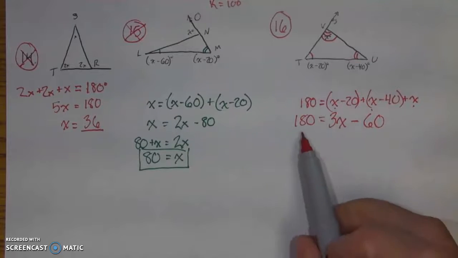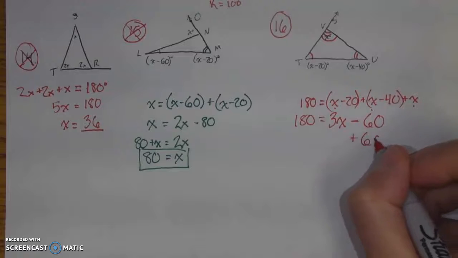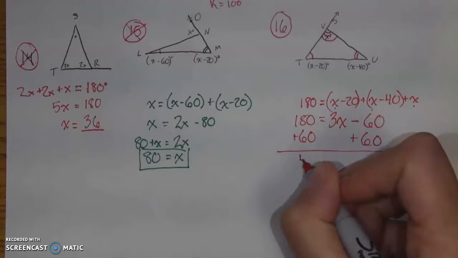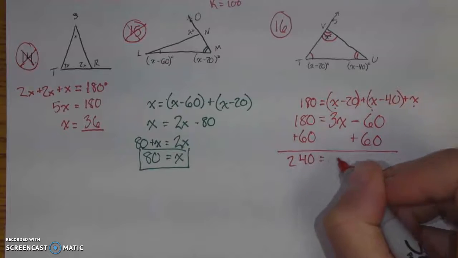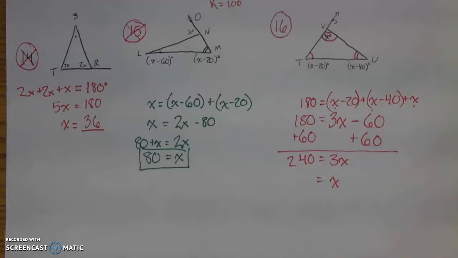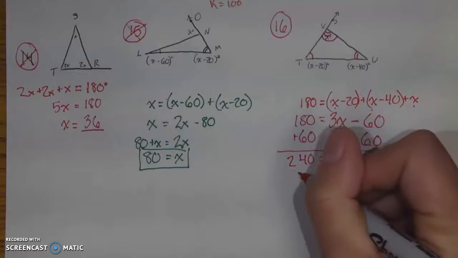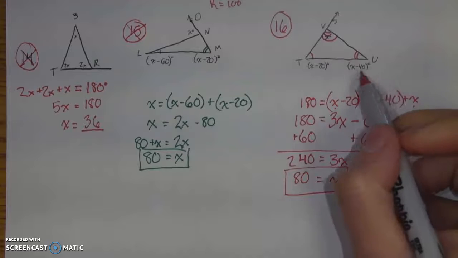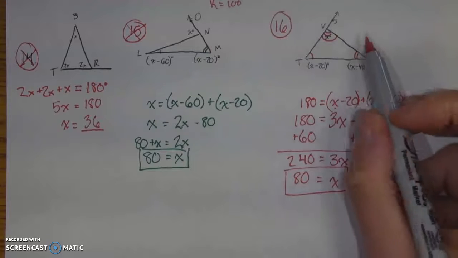At this point, we have a simple formula to solve, so go ahead and add that 60 to both sides. And that leaves us with x is equal to 240 divided by 3, or x is equal to 80 once more. Once you have that, again, you can solve for anything else it might ask for.